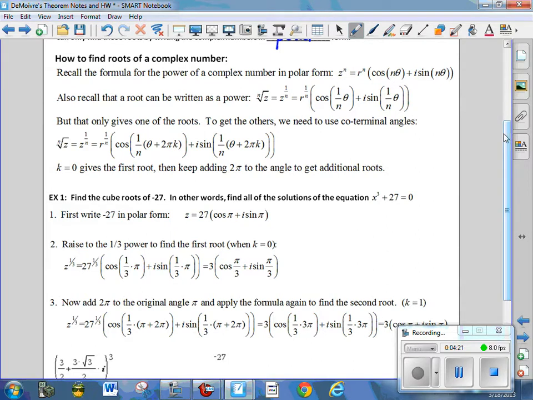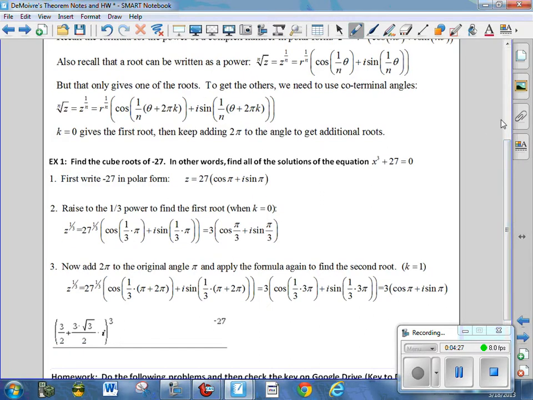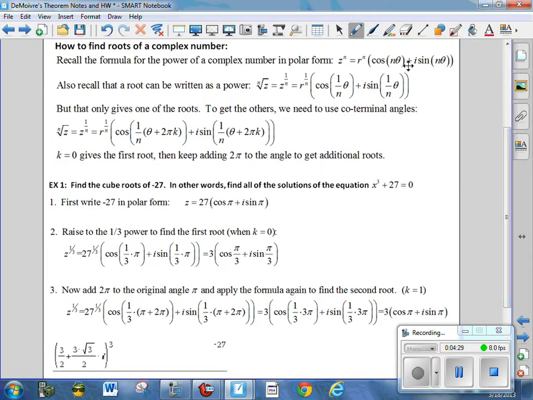But that only gives one of the roots. To get the others, we need to use coterminal angles. We need to recognize that if I have my number in polar form, cosine theta plus i sine theta, I could also say theta plus 2 pi and get another name for the same complex number, because theta plus 2 pi is in exactly the same position as theta is. It's just around the circle one more time. So I can keep adding multiples of 2 pi to theta and get additional angles that are exactly the same, or additional complex numbers that are exactly the same as my original number.